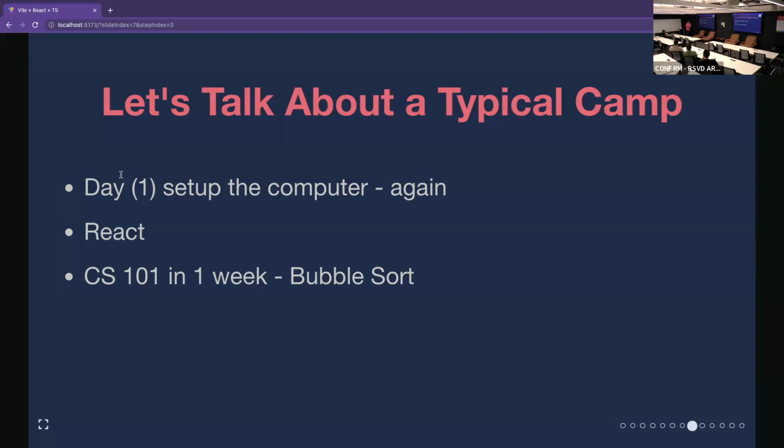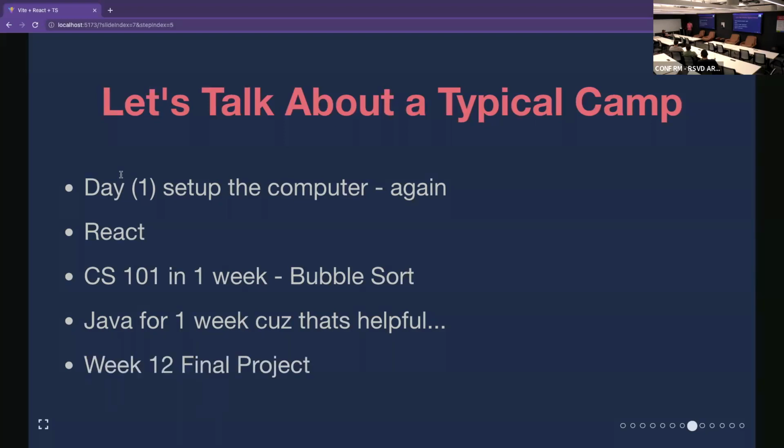I didn't ask you how to bubble sort or solve an algorithm. No. I just wanted to know, could you talk to us while we code? Because that's what we do. Then we do Java for a week, because that's helpful. At this point, no one is listening to me and they've already started on their final project.